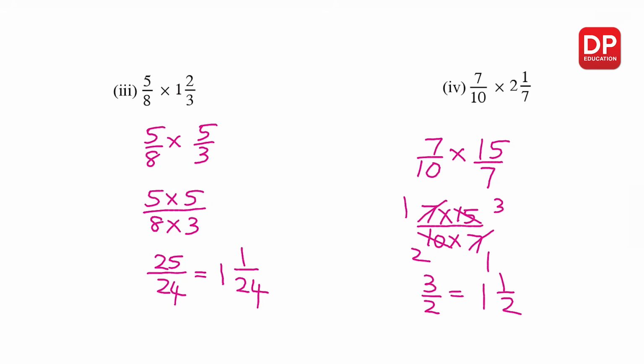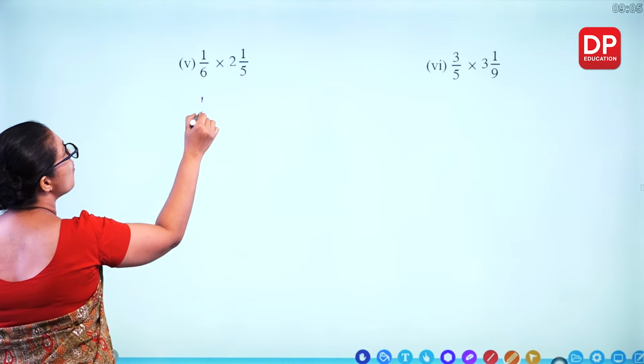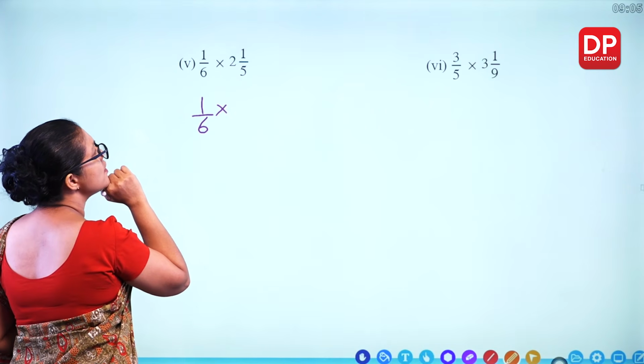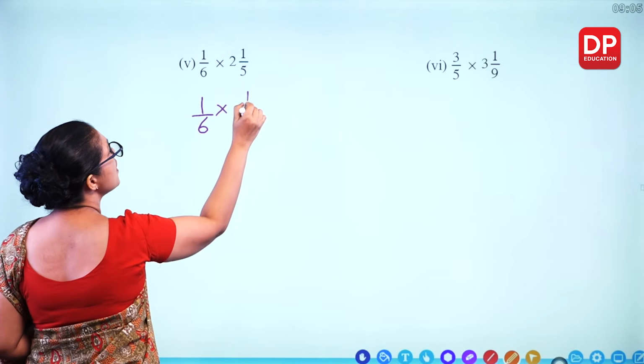1.5. This one, 1/6 multiplied by improper fraction. 5 times 2, 10. 10 plus 1, 11.